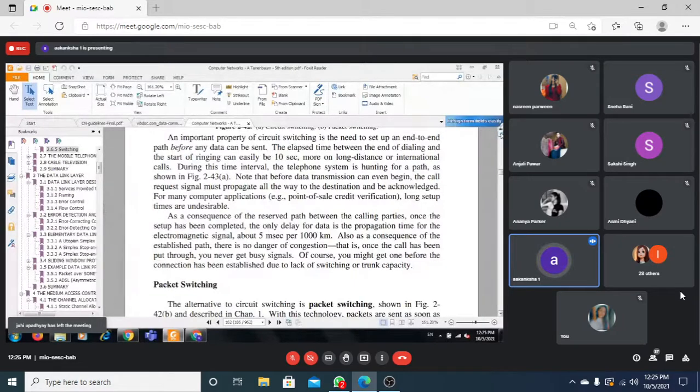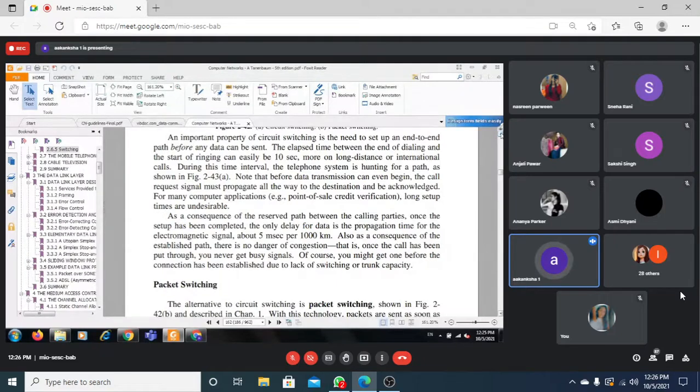And if you are trying to make a credit card verification and you are establishing a connection, it will take so much time. The long setup time will be undesirable, because the customer as well as the seller don't have so much patience. So in that case, we can go for packet switching.